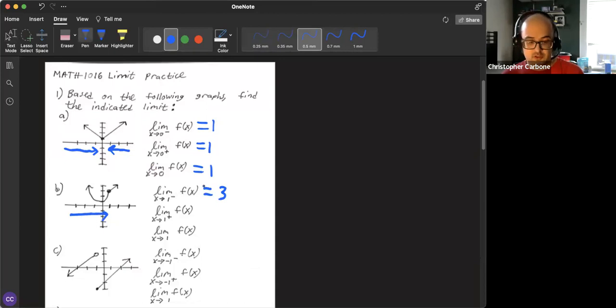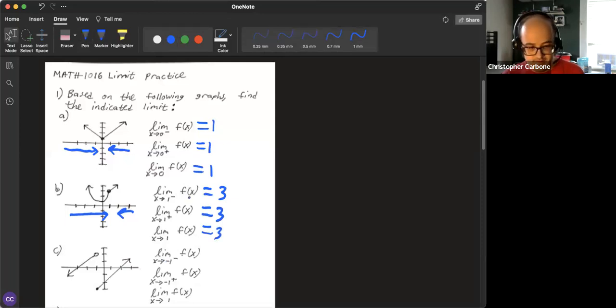Likewise, the limit as x approaches 1 from the right-hand side, it also takes that value of 3 again. So the overall limit as x approaches 1 is equal to 3.